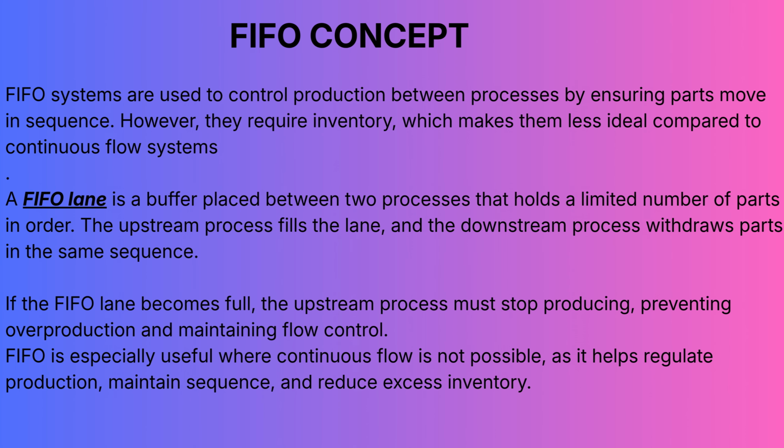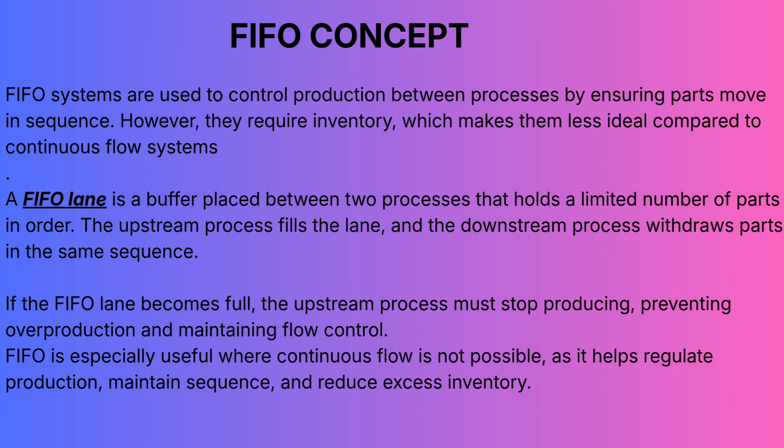Let's understand the FIFO concept, which stands for first in, first out. In simple terms, FIFO systems are used to control production between processes by making sure that parts move in the same sequence in which they are produced. So, whatever comes first, goes first. Now, one important point to note is that FIFO systems require some level of inventory. And because of this, they are not as ideal as continuous flow systems, where material moves without any storage.